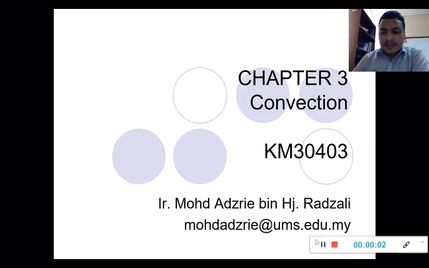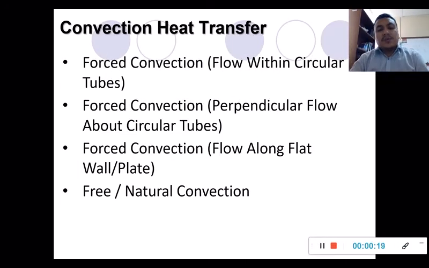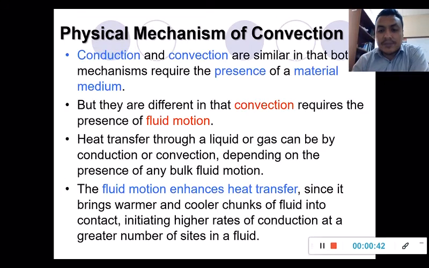Okay, good morning, class. Today we are going to discuss chapter 3, which is convection, for our subject KM30403 Heat Transfer. For this chapter, we have 4 subtopics. The first one is forced convection, flow within circular tube. Second, forced convection, perpendicular flow about circular tubes. Third, forced convection along flat wall or plate. And lastly, free or natural convection.